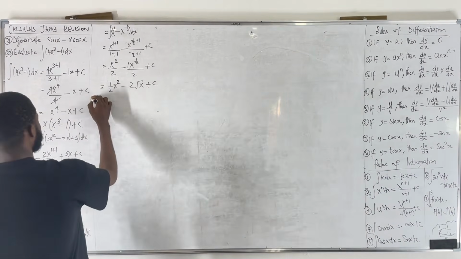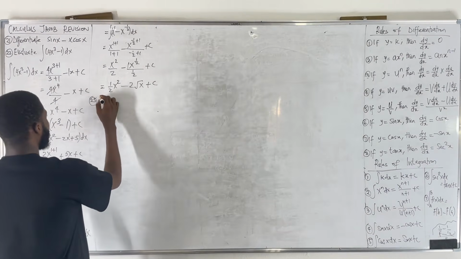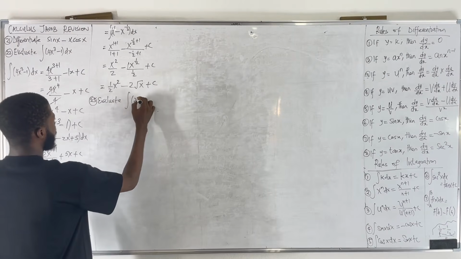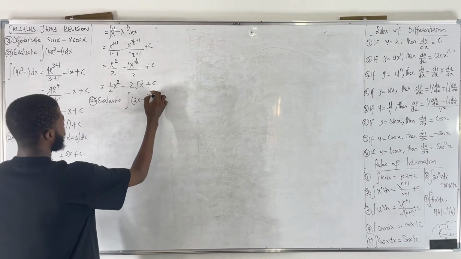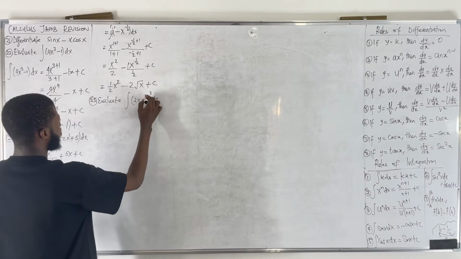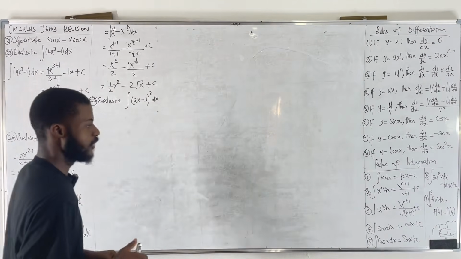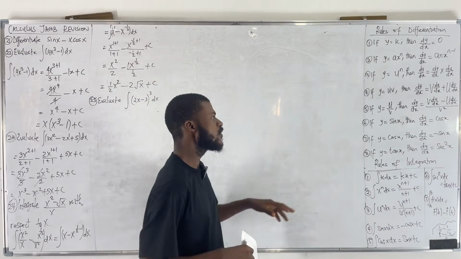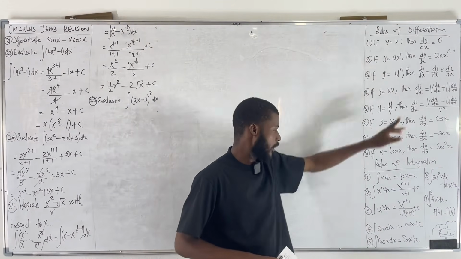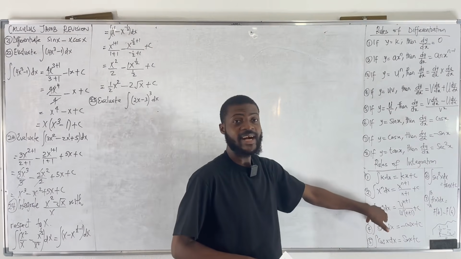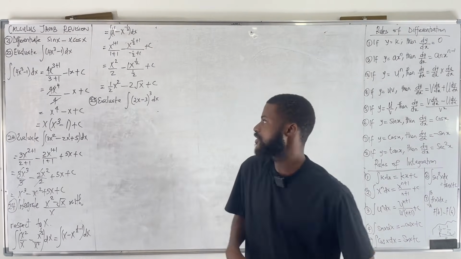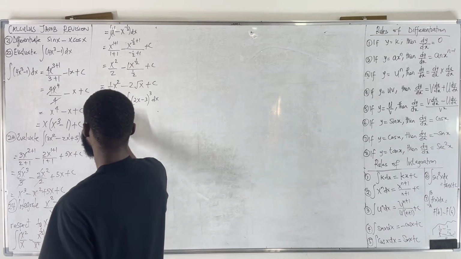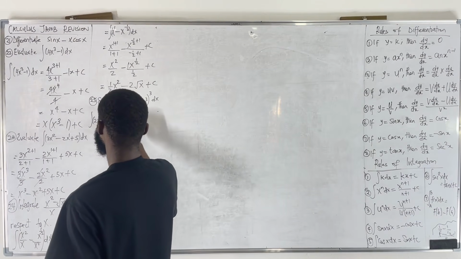That's 25 as the next one. So, evaluate the integral of 2x minus 3 to the power of 3 dx. All right, so this one is following this very principle here, number 3. It wants to look like the chain rule. So in integration, we call it the inverse chain rule. That's what we call it, the inverse chain rule.